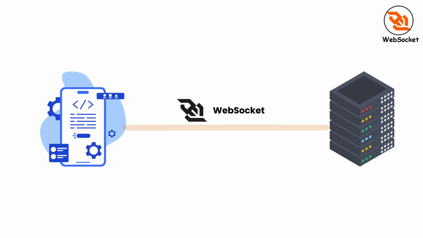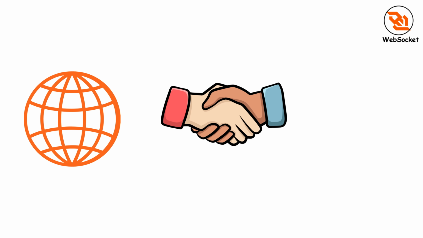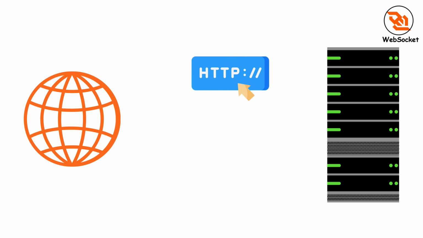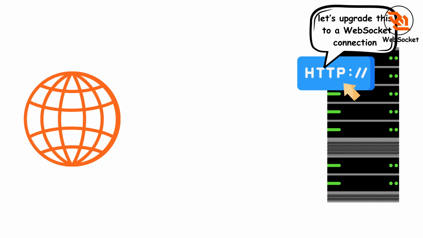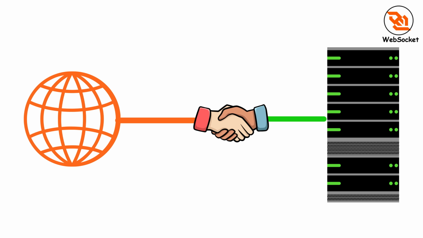WebSockets API. WebSockets are like opening a permanent phone line between your app and the server. Once the connection is established, both sides can talk to each other anytime, instantly, no more waiting for the client to ask a question like with traditional HTTP. Here's how it works. It starts with a handshake. Your browser sends a special HTTP request saying, "Let's upgrade this to a WebSocket connection." The server agrees, they shake hands, and from that point on, the channel stays open.